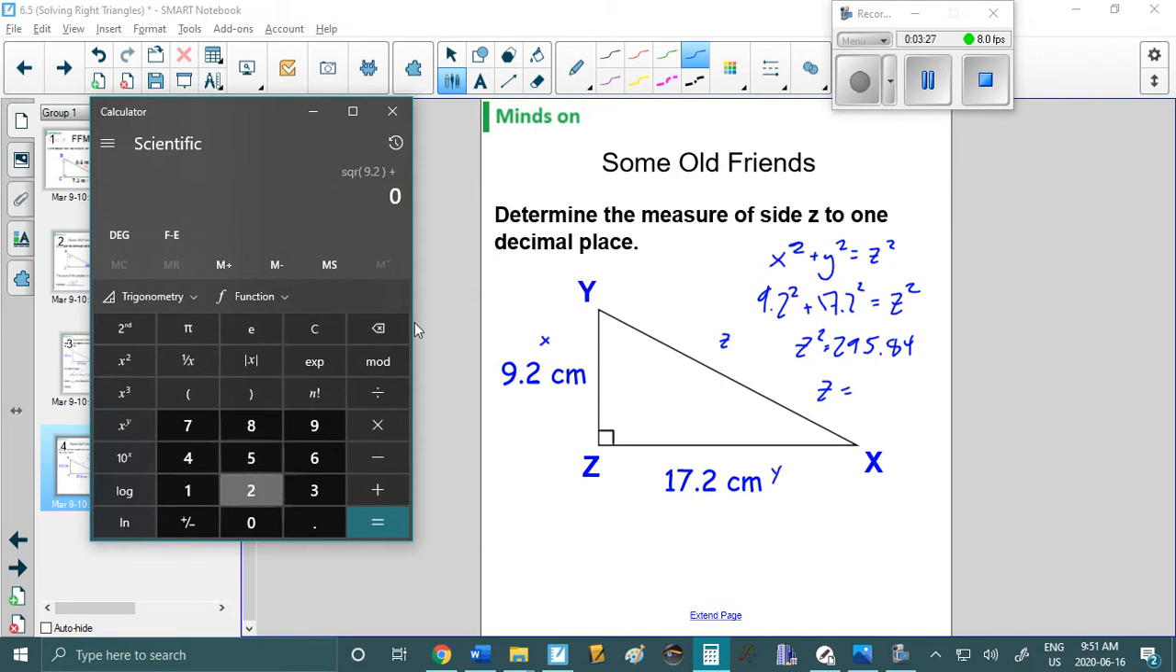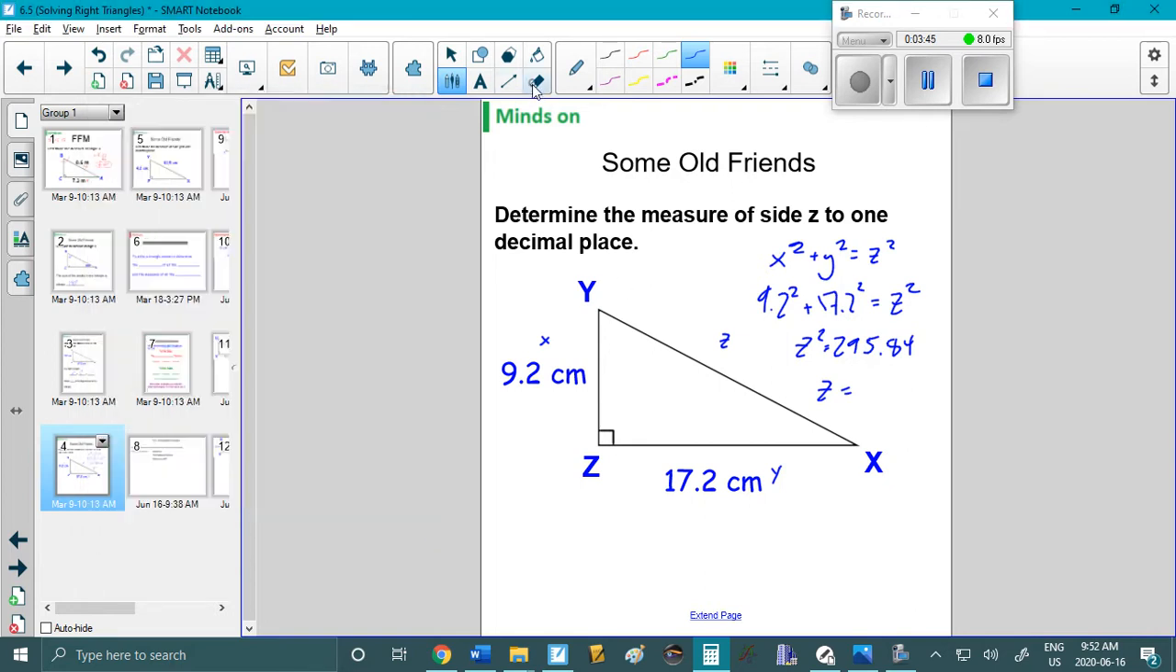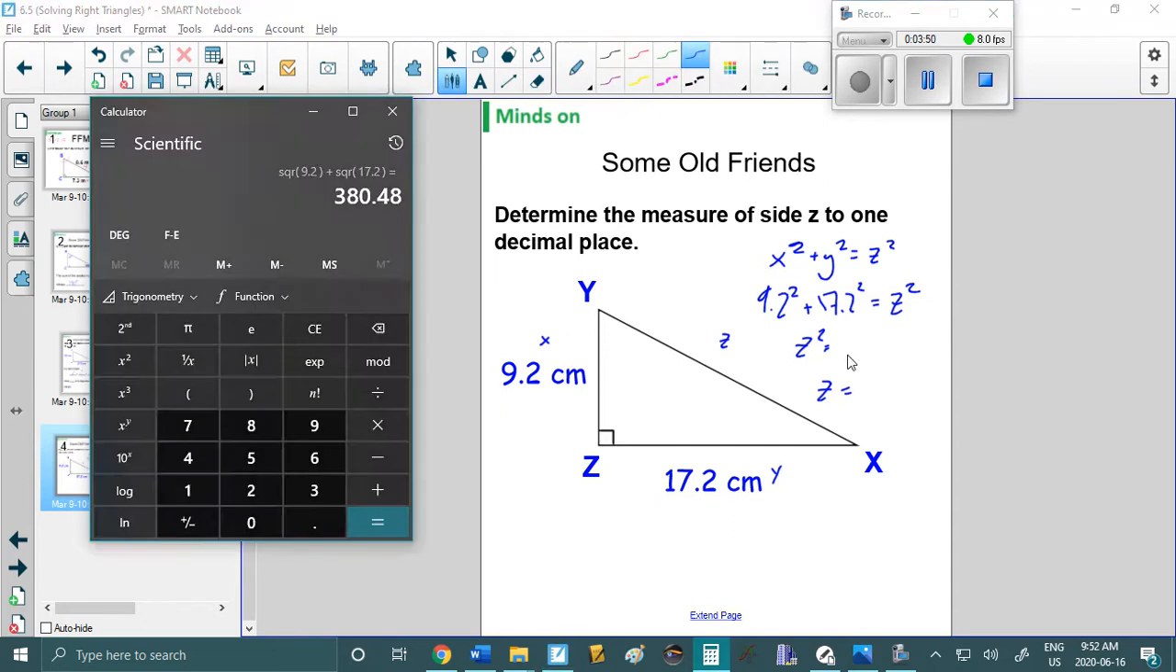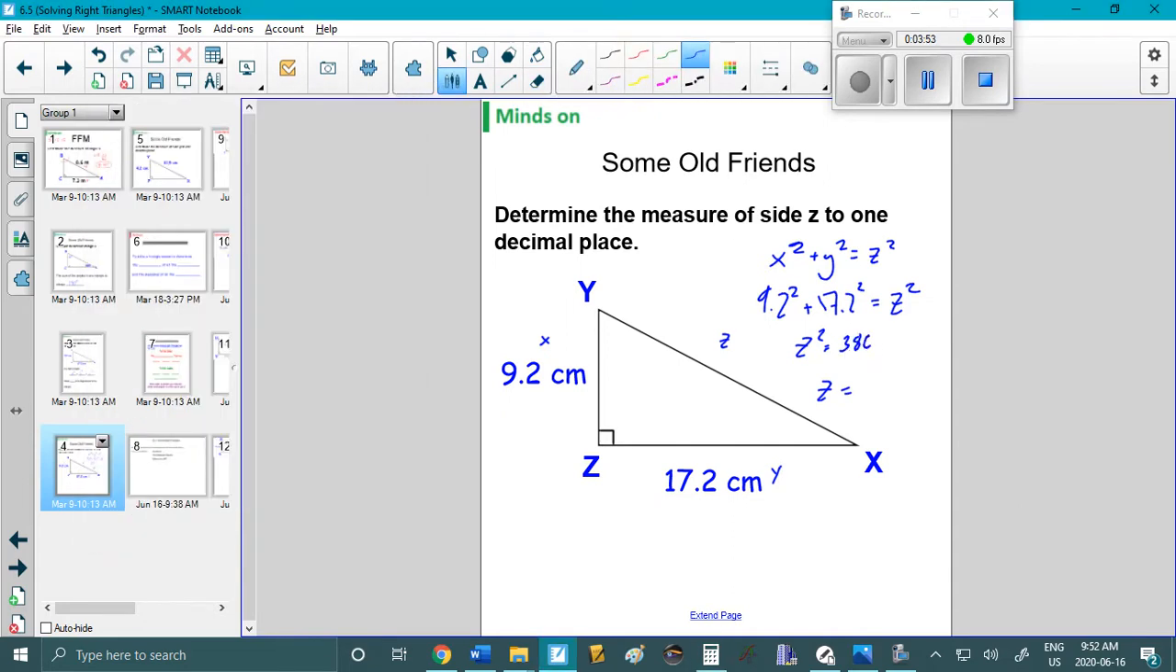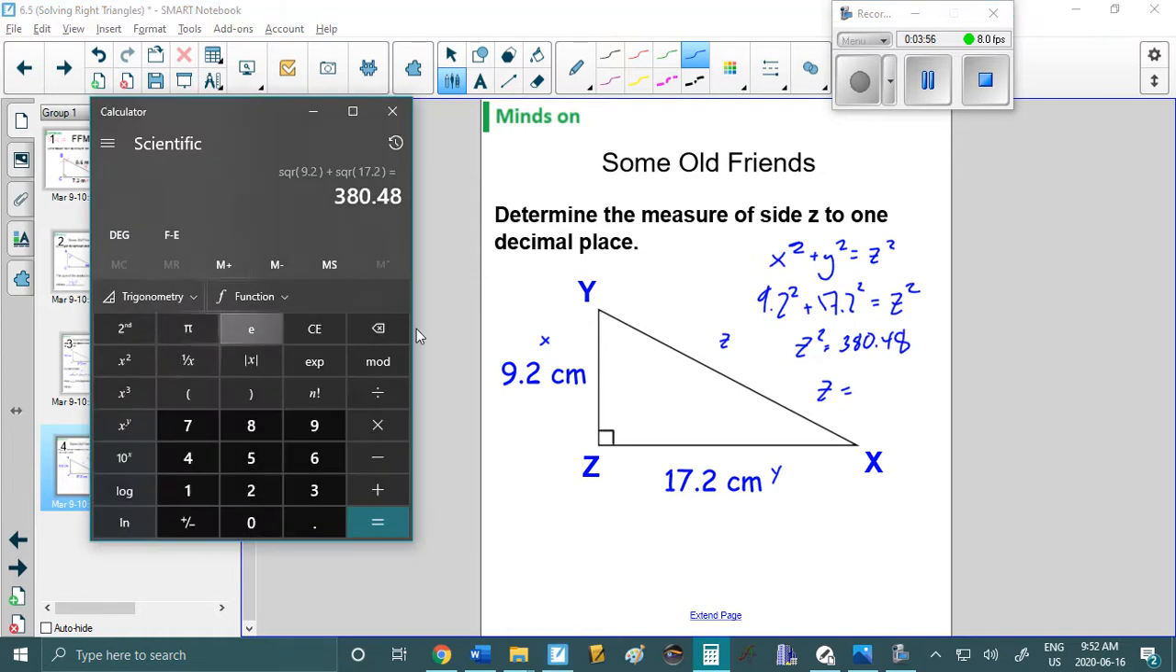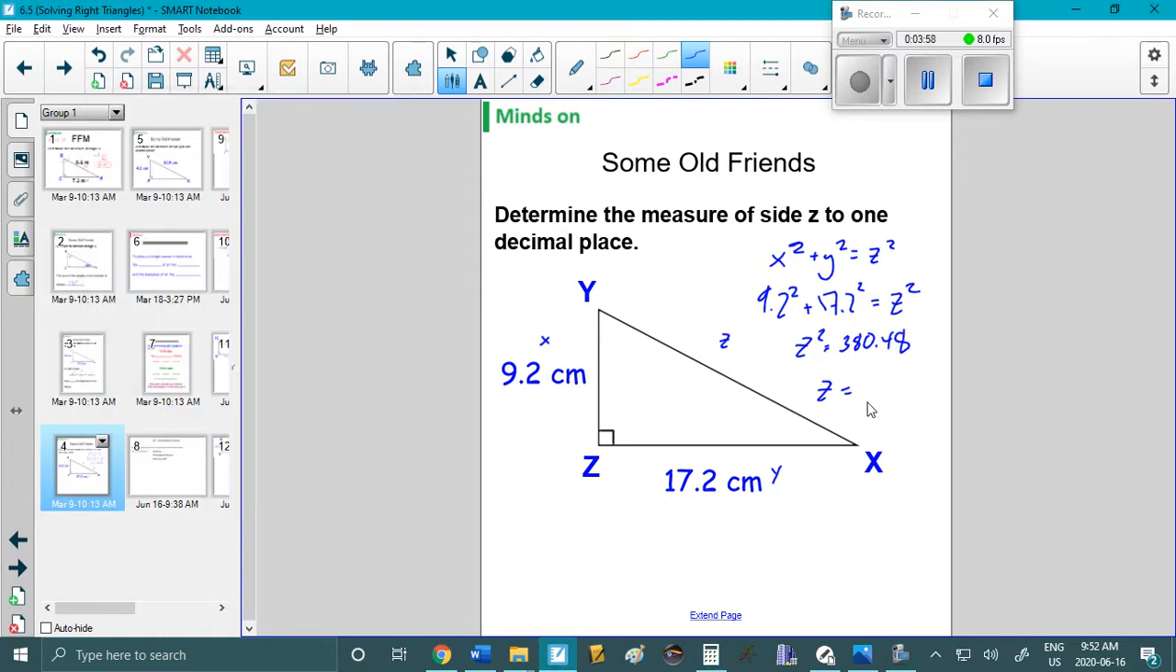All right, so let's try this again. So 9.2 squared plus 17.2 squared equals, oh, there we go. I didn't hit equals, so the thing I wrote was just 17 squared. Sorry, I don't use this calculator very often. So it's actually 380.48. And then we take the square root of that, and we get 19.5 centimeters. Now, I do want to mention how I knew that answer was wrong.